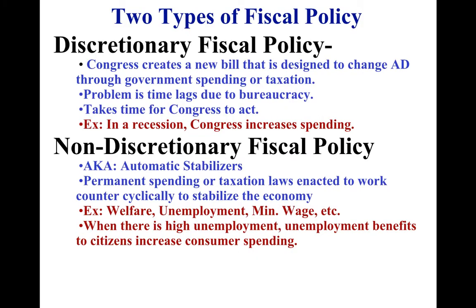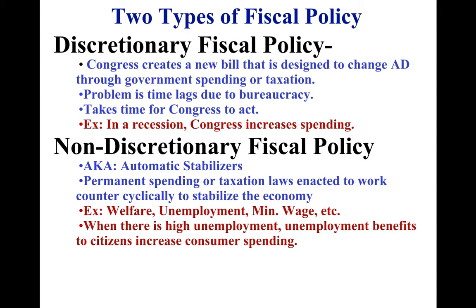So you have two types of fiscal policy with spending and taxes. You have discretionary fiscal policy and non-discretionary. Non-discretionary there on the bottom is automatic stabilizers. So these are things that don't need to be passed every year. They're already there to stabilize the economy, whether it's overheating or, usually, a recession. So in a recession, unemployment and welfare and minimum wage all are automatic stabilizers, automatically in the law, permanent spending changes to help consumers and citizens.